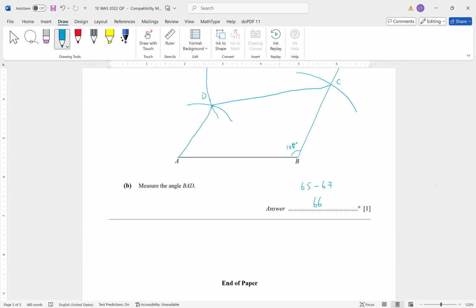I've gone through all the questions in this paper already. So do make sure to do more practice, especially for the topics that you are weaker in, so that you'll be more ready for the WA.